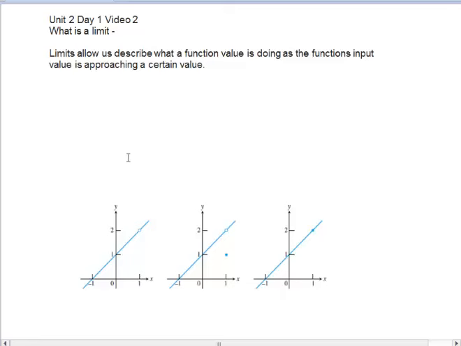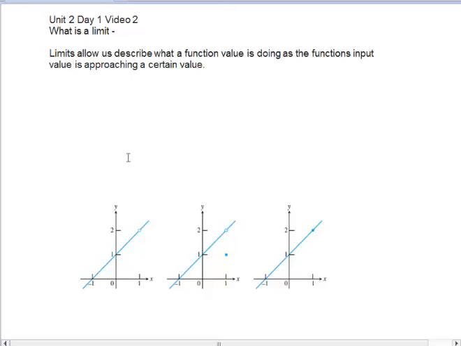Hello students, so now this is the second video of day one, and we're going to talk about what a limit is. A limit is a mathematical way of describing what a function value is doing as the function's input value is approaching a value. So let me explain with a picture.